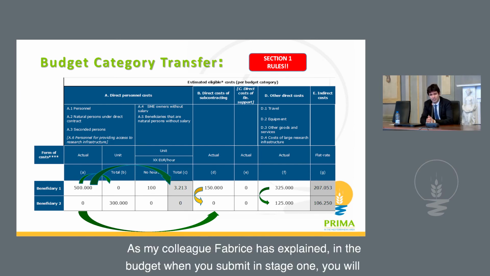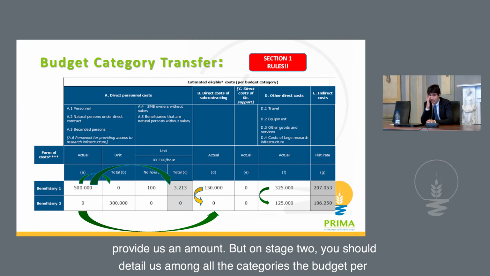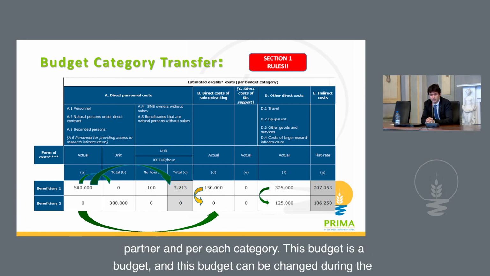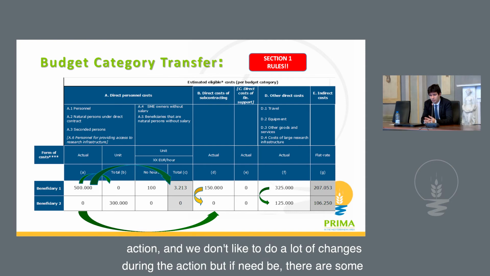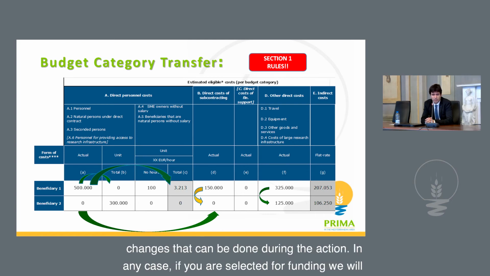As my colleague Fabrice has explained, in the budget, when you submit in stage 1, you will provide us an amount. But on stage 2, you should detail to us, among all the categories, the budget per partner and per each category. This budget can be changed during the action. We don't like to do a lot of changes during the action, but if need be, there are some changes that can be done during the action.